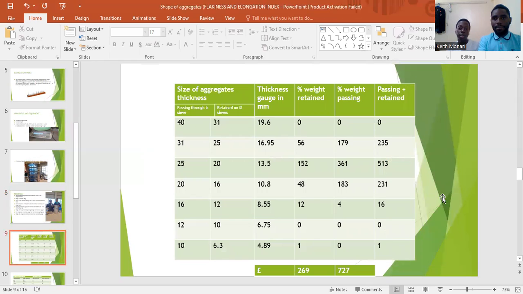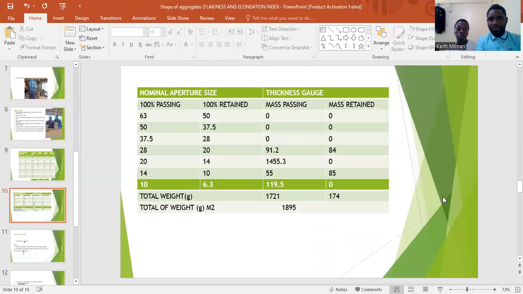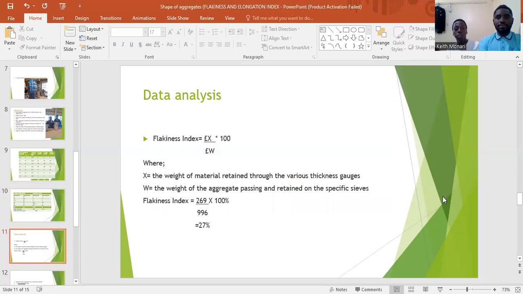Now, the data collected was tabulated as shown in the table below, with the summation of the weight retained obtained to be 269 grams, while the summation of the weight passing was found out to be 727 grams. In addition to the table discussed above, nominal aperture size and thickness gauge were also tabulated, whereby the mass passing was obtained to be 1,721 grams, while the mass retained was obtained to be 174 grams. The total weight was obtained to be 1,895 grams.